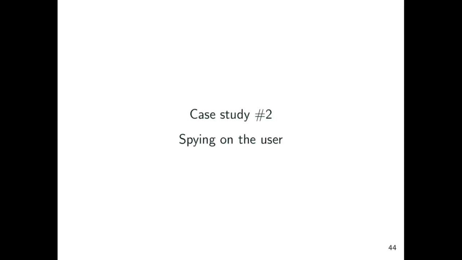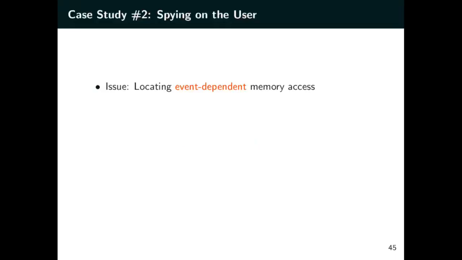on the user. So in our second case study, and for the rest, the attack scenario is a bit different than for the covert channel. Here we do not have 2 malicious applications, but just 1 malicious application that is going to spy on the other benign applications. So the problem is always: which address do we want to spy on? So, locating these event-dependent memory accesses. To do that, we used cache template attacks, which exist on Intel CPUs, and basically we ported that to ARM.